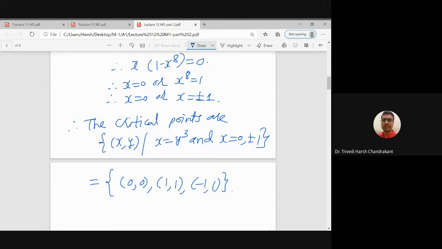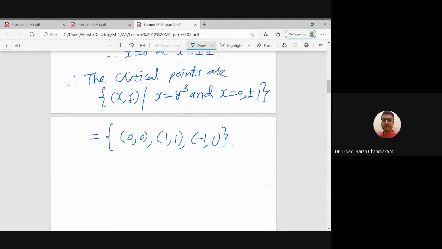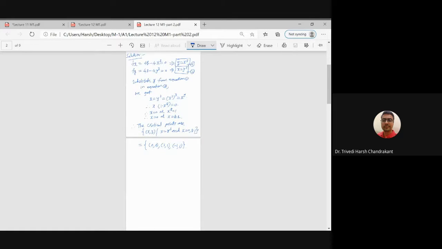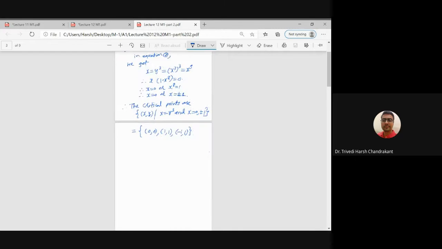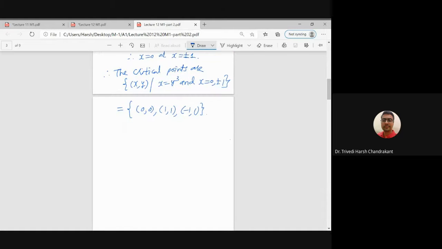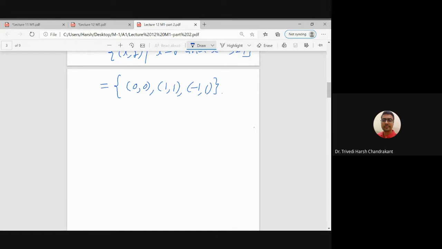Right? Now to find the discriminant, these are all the critical points of the given function. So we can see that here we are getting 3 points as critical points. In the previous example we took, we got only 1 point as a critical point.